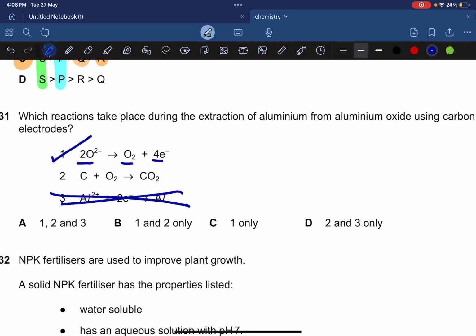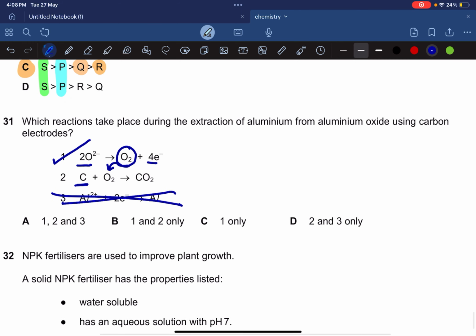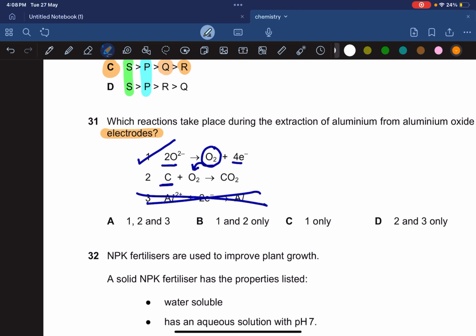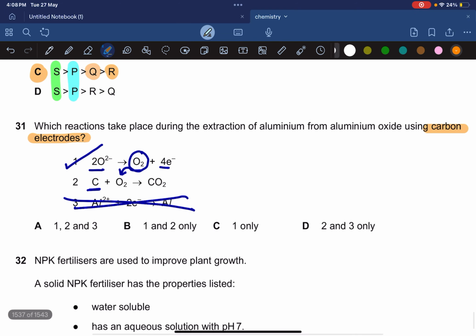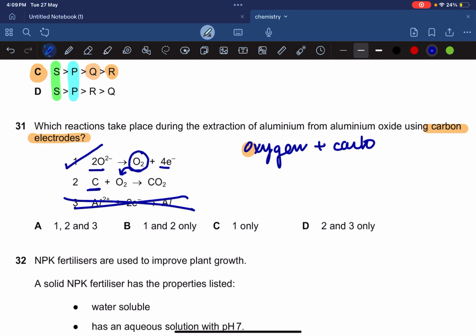That's correct. Then the oxygen that you just formed is reacting with the carbon in the anode, because look, which kind of anode are you using? You are using carbon electrodes. The anode is made up of carbon and at the anode you're going to form oxygen. The oxygen formed at the anode reacts with the carbon from which the anode is made, to form CO2. So these two reactions take place, 1, 2.